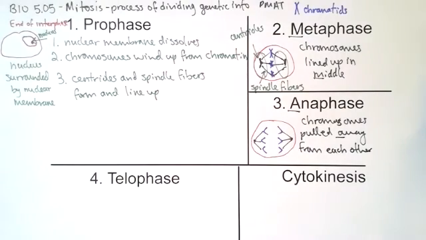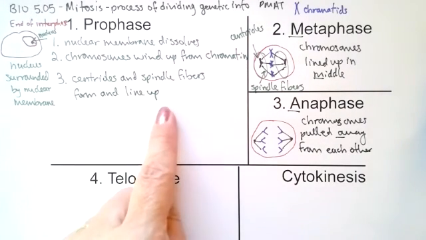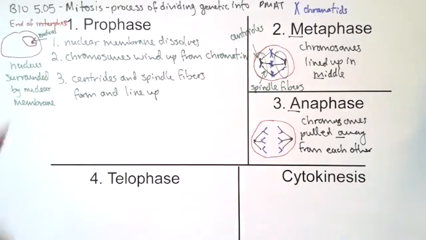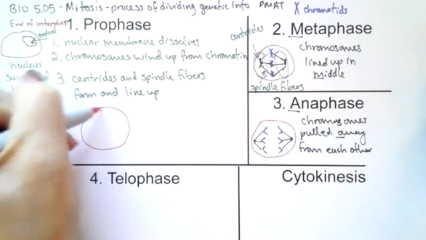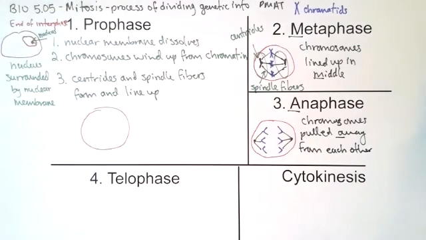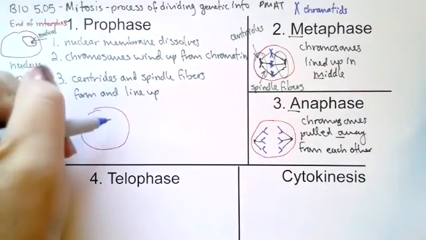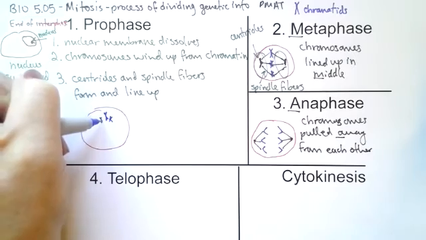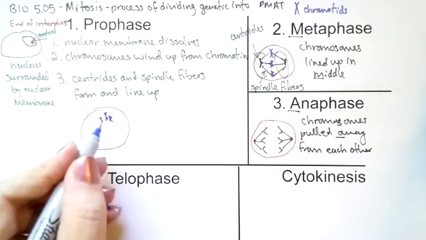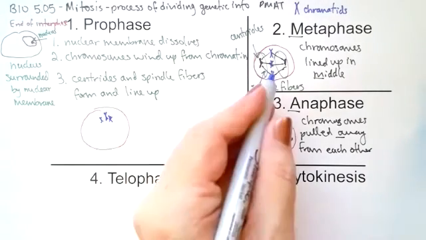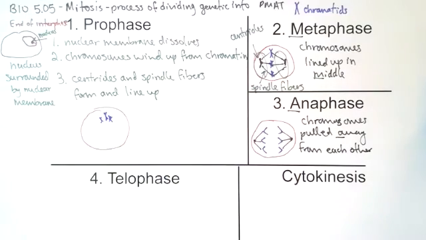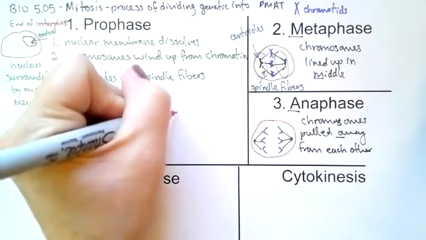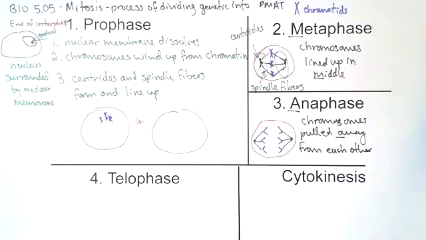Something you might notice if you were looking at a cell in prophase, it might look like this. You might just see a clump of chromosomes kind of hanging out. So the nuclear membrane's gone, but the chromosomes have wound up, but they're not lined up yet. And then you might see, if it was a little bit later in prophase, this.